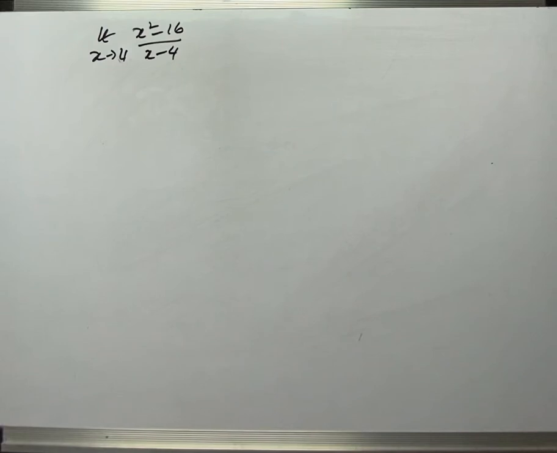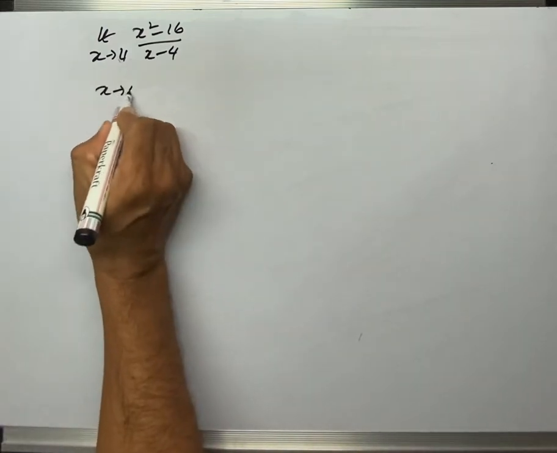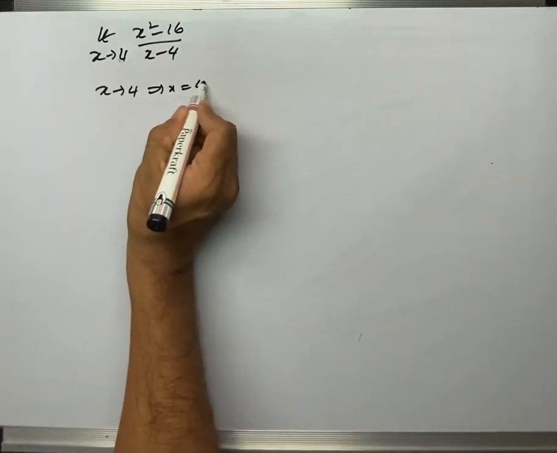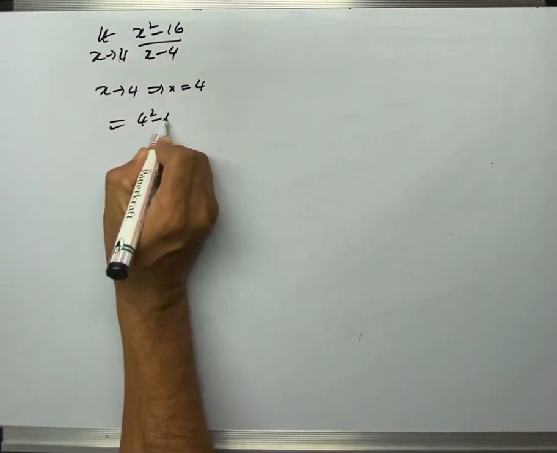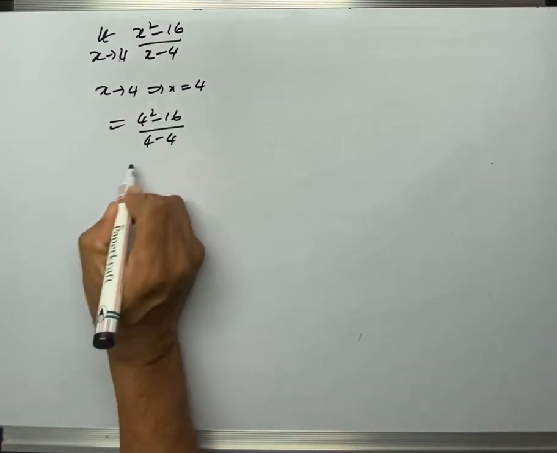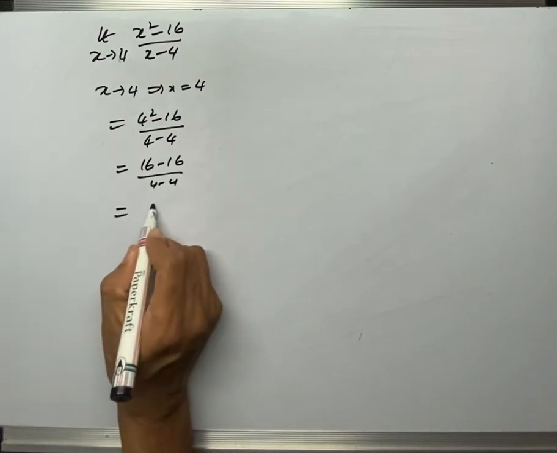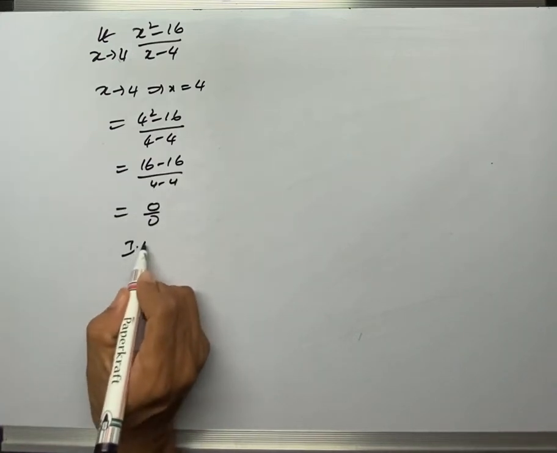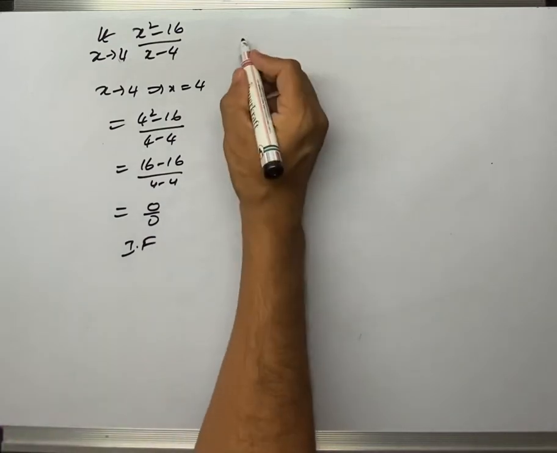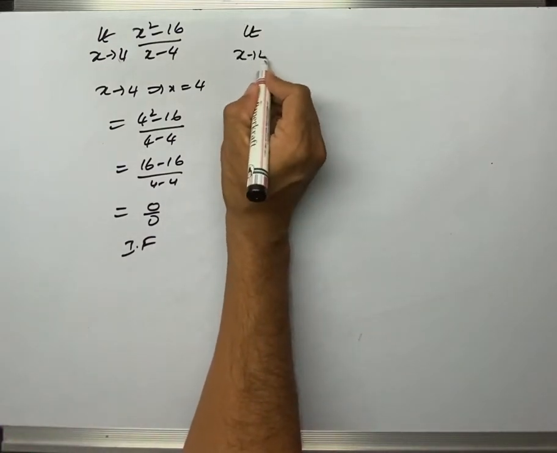This is the question. Now what we'll do, we'll write x tends to 4 implies x is equal to 4. 4 square minus 16 by 4 minus 4, 16 minus 16 by 4 minus 4. This is 0 by 0 indeterminate form. Once we get indeterminate form, we should write the question once again.